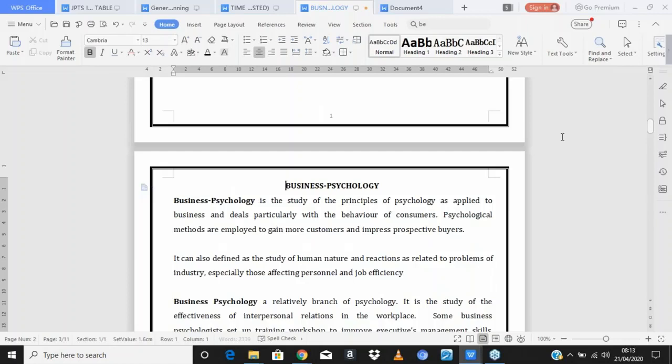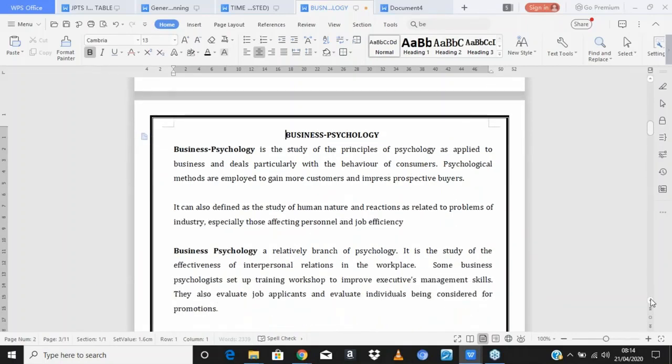Business psychology is the study of the principles of psychology as it is applied in business, as I said earlier on, and it deals particularly with the behavior of customers and consumers. But I don't want you to view it just in the line of buying and selling. If you own a firm, an organization, or an entity where people carry out a form of transaction, you can still term that business. So psychological methods are employed to gain more customers and be able to lead people.